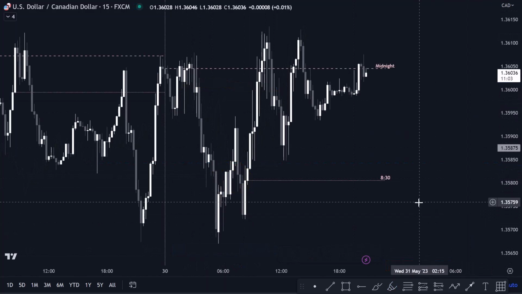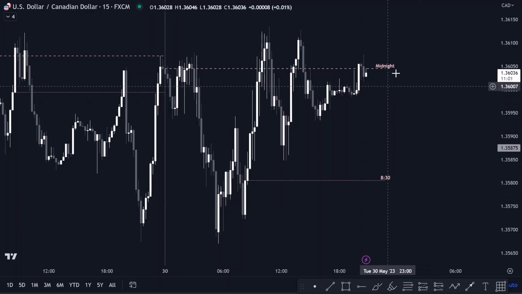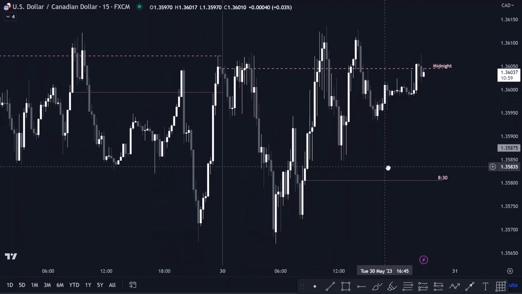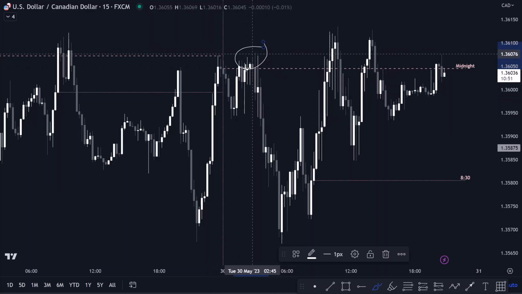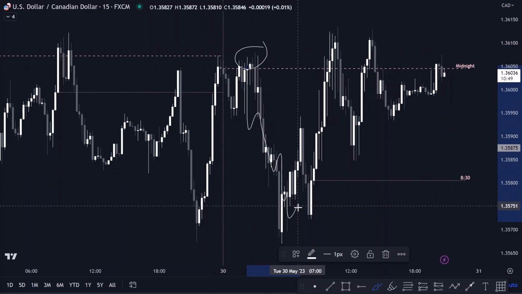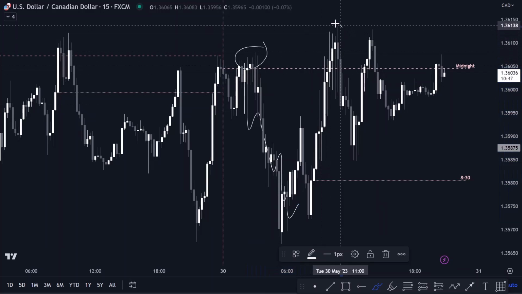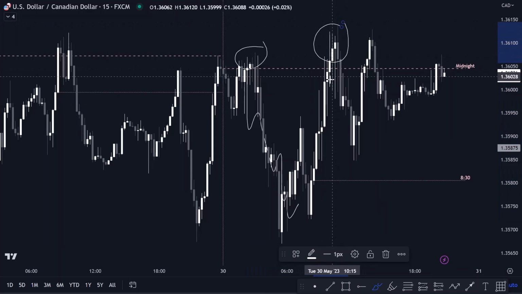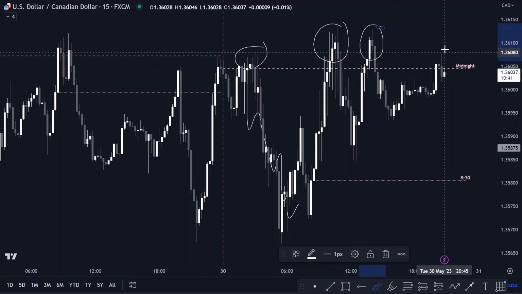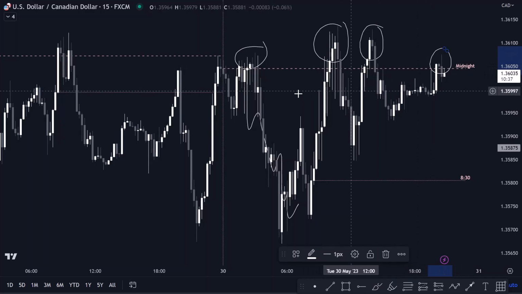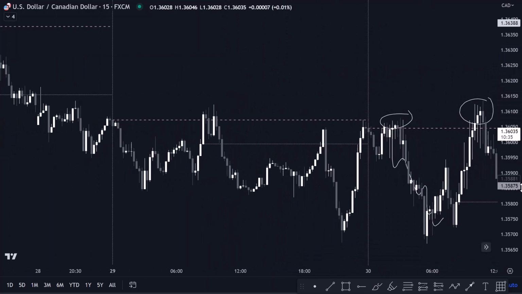Now, just to show how price respects those levels, especially the midnight, you see how the day starts by going down and then goes up. You could have gotten a trade here and you would catch all this movement, and then price goes up again. Another time, rejection from the midnight. Another time, and now it's happening now. There is a rejection from the midnight. So you see how this level is very crucial and important.